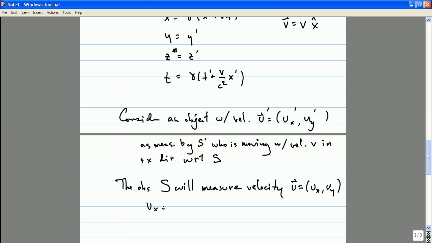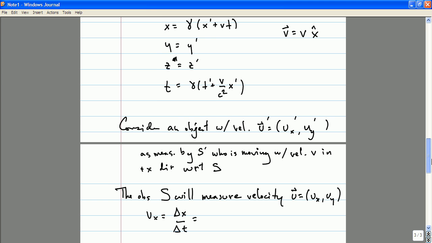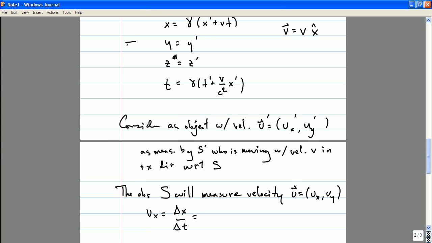So u sub x will be delta x over delta t, which is delta x prime over delta t prime, which, using this formula up above, you can see is just u sub x prime plus v over 1 plus ux v over c squared. So this is the identical formula that we derived earlier, because we're discussing the velocity in the direction parallel to the direction of velocity of the 2 frames.